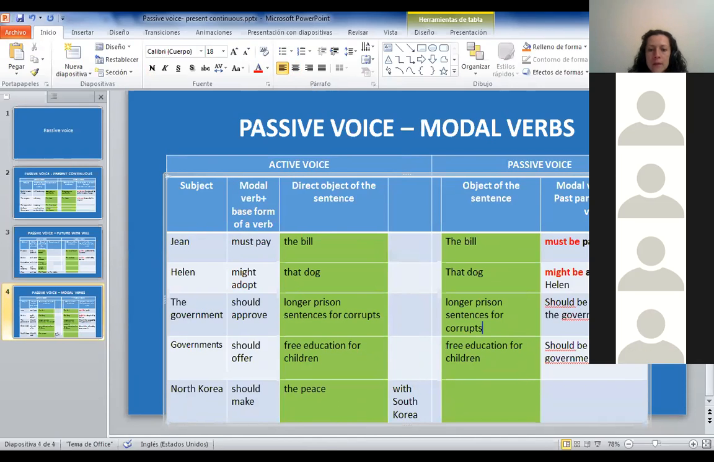Okay, then we have the last sentence. North Korea should make the peace with South Korea. So what would be the passive voice? The peace should be made by North Korea with South Korea. Okay.